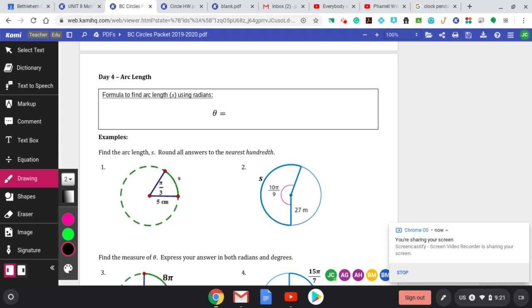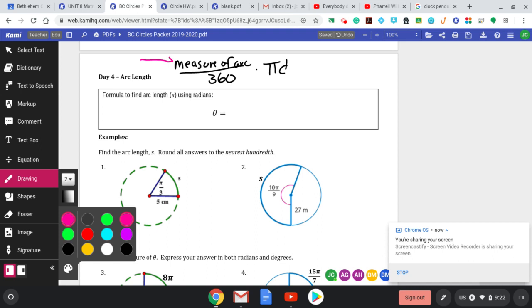All right, that was the measure of the arc over 360 times its circumference, pi d. Okay, now again, this was in degrees, remember. Okay, we always put the degrees there. That was in degrees. Okay, now we learned yesterday, day 3, that there's another way to express an angle, and that's in radians.